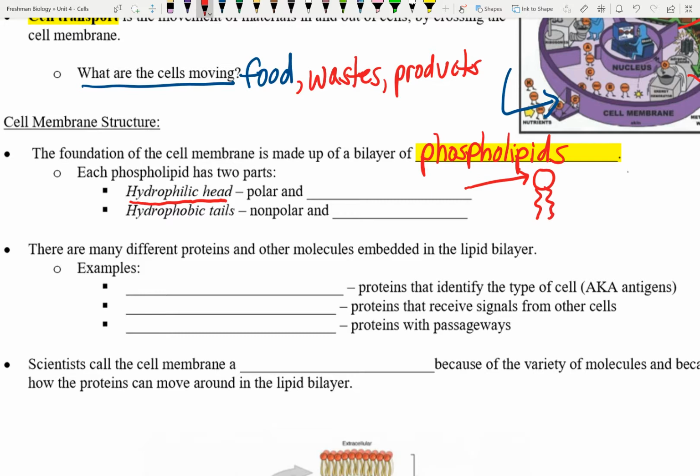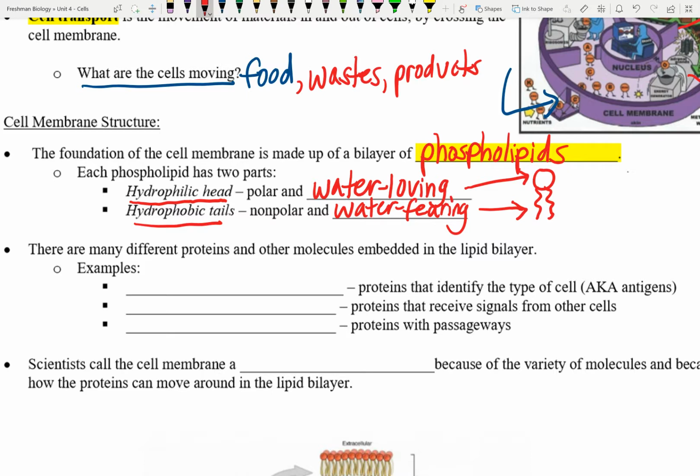And on the one side, we have the hydrophilic part. We call it the hydrophilic head. And this side is water loving. That's what hydrophilic means. So that side of the phospholipid likes to be around water. And then the hydrophobic tails on the other end, those are fatty acid chains, and they are water fearing. That's what hydrophobic means. They like to avoid water.